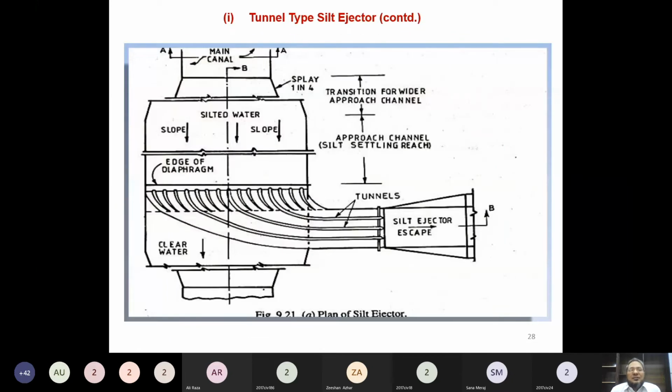This is one more plan of the silt ejector. You can see this is the direction of the main canal, and here these vanes are provided, which turn the flow towards the flow is moved towards the left or towards the right? Left, sir. Towards the left, because you should stand in the direction of flow. So towards the left, and these are the tunnels which are provided. Okay, and in this tunnel there are several vanes to reduce the turbulence. And then this is the escape channel, and from here it is discharged into the river.